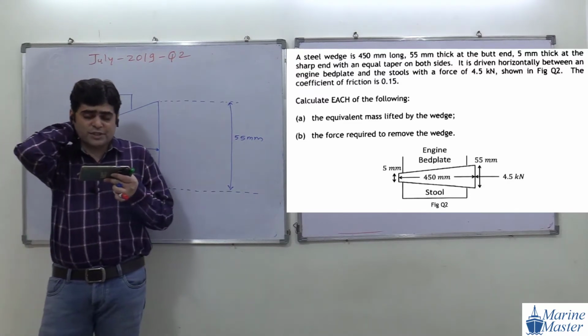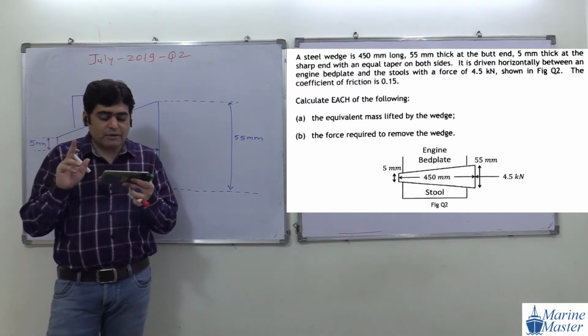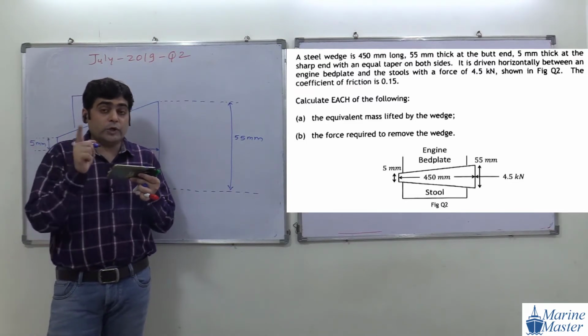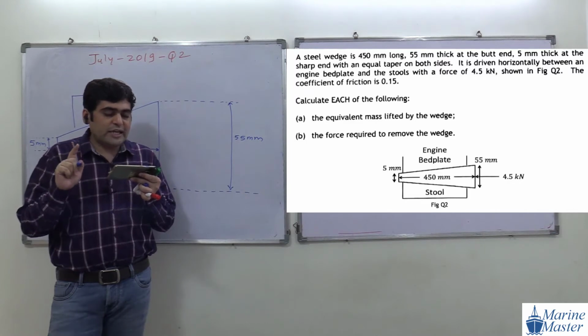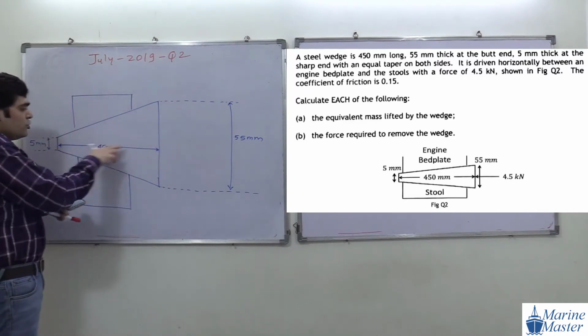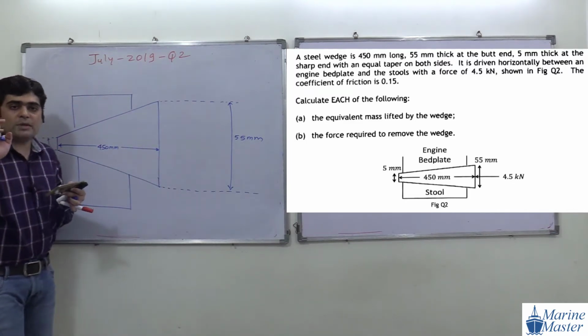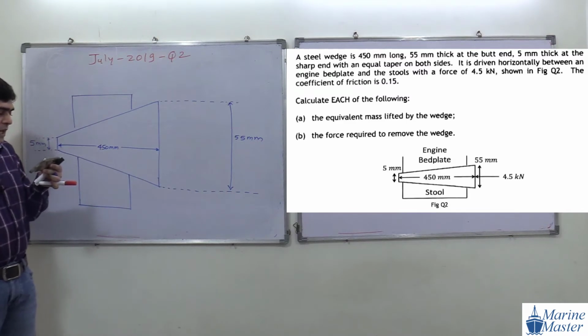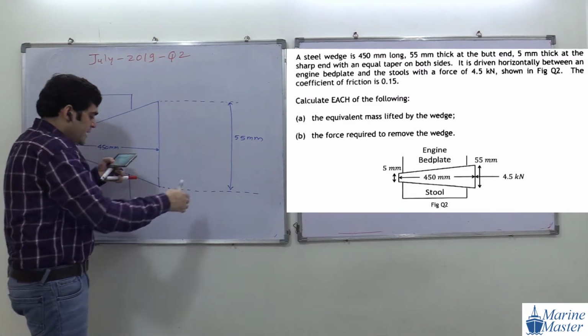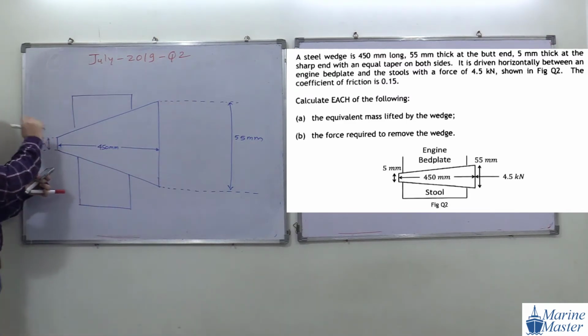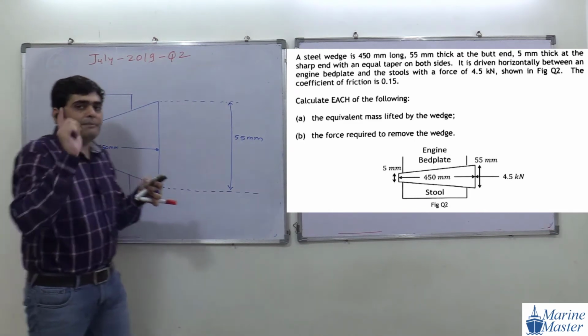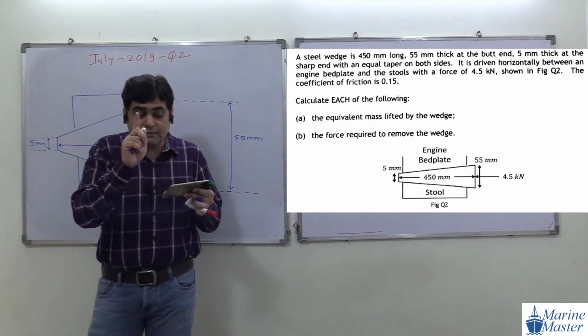Now guys, try to see the scenario here. Here they have given us one important point. I am going to read the question once again. A steel wedge 450 mm long, 55 mm thick at the butt end and 5 mm thick at the sharp end with an equal taper on both sides. Guys, see the word, what they are saying?